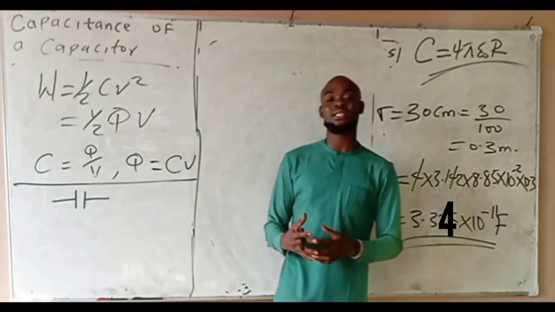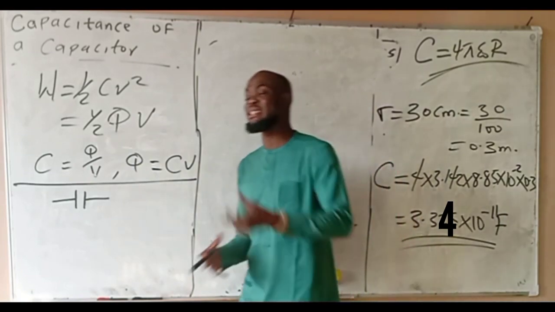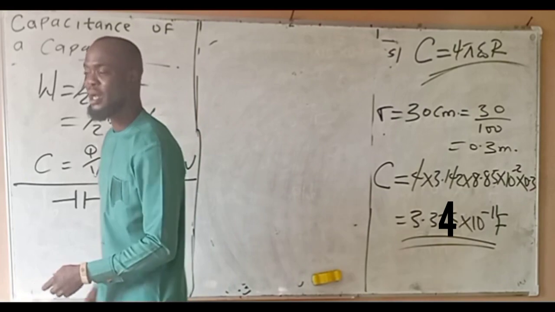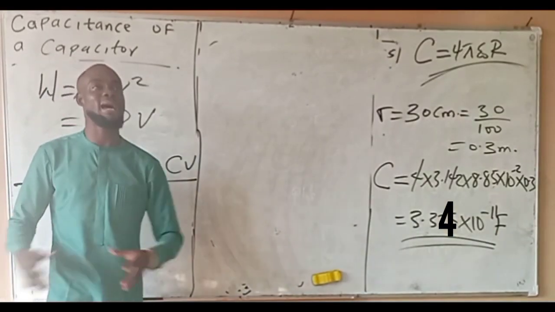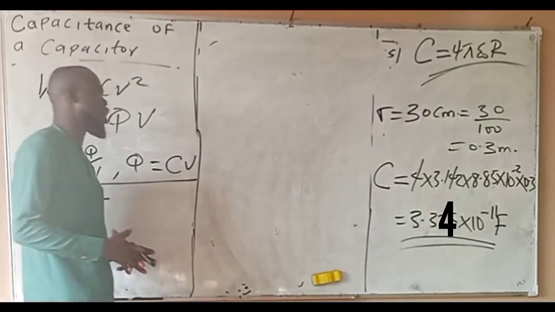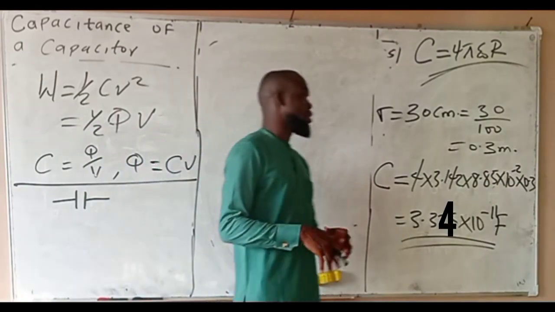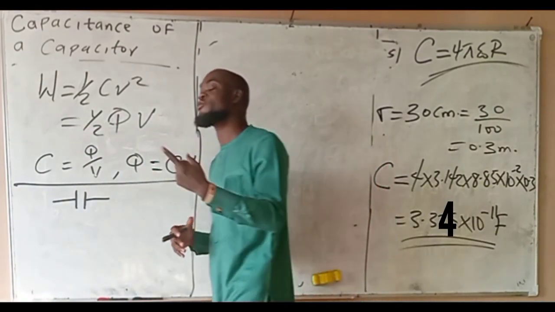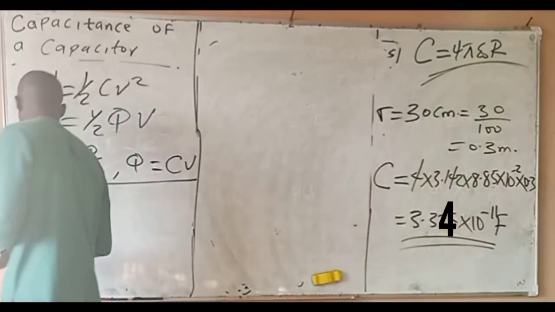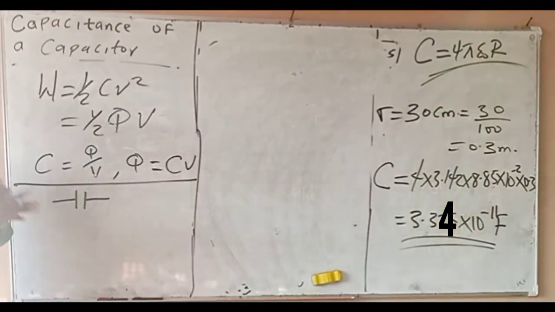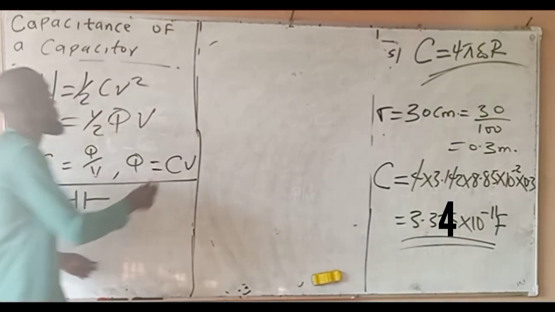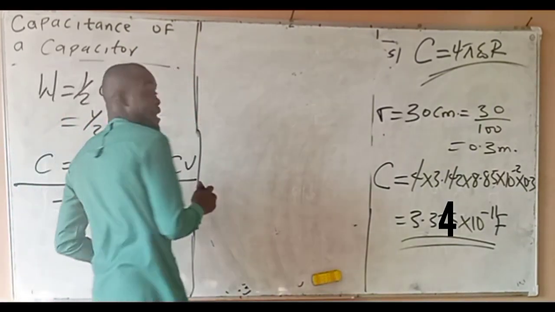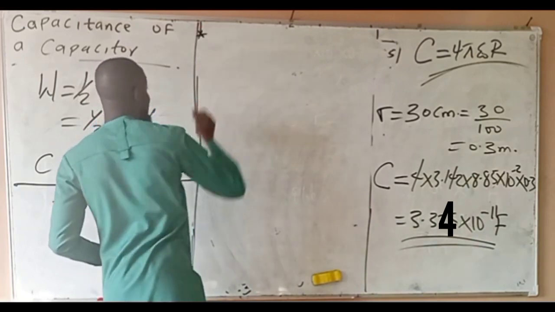Capacitors can either be combined in series or in parallel. They are combined in series if they don't have common endpoints. Take note of that. They are combined in series if they don't have what? Common endpoints.